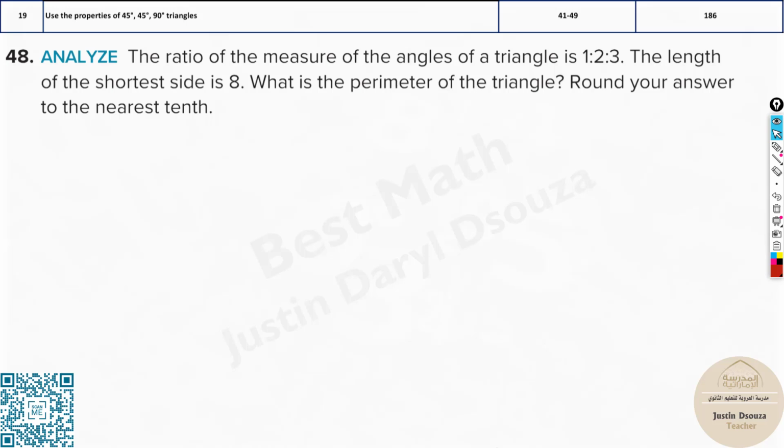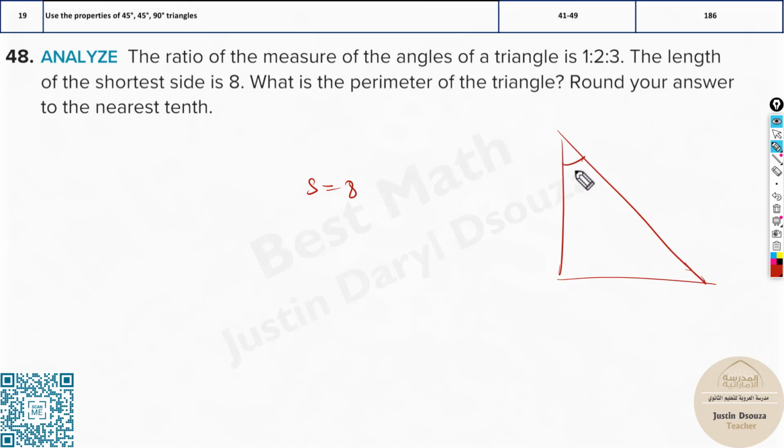The ratio of the measure of angles of a triangle is 1 is to 2 is to 3. When they tell you 1 is to 2 is to 3, which type of triangle is it? 30, 60, 90. The length of the shortest side is 8. S is given as 8. What is the perimeter of the triangle? They want us to know the perimeter.